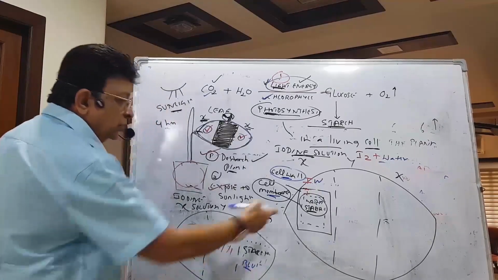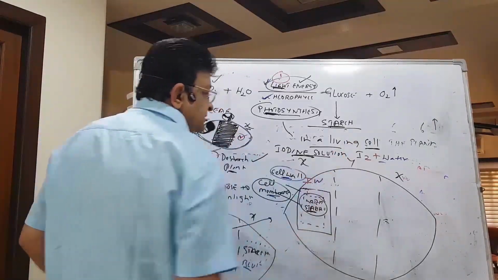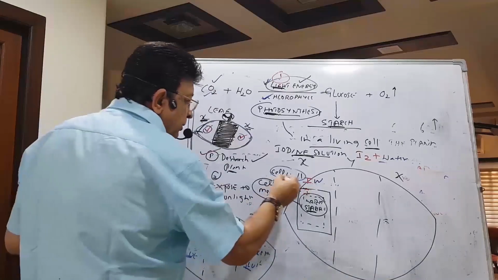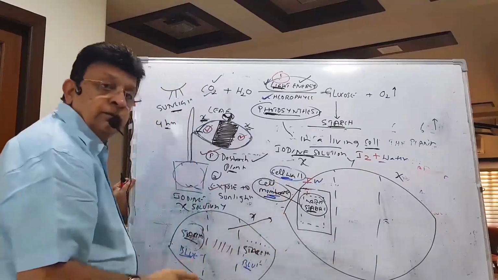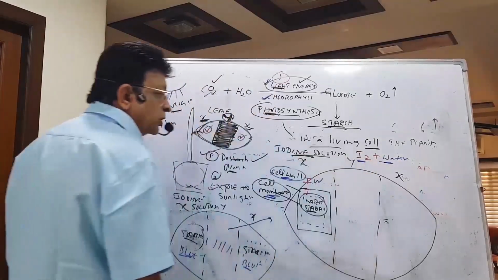So why did it not turn blue? This is the explanation. The starch is produced in a living cell. What is the cell made up of? Cell wall and cell membrane. What is iodine solution? Iodine dissolved in water.